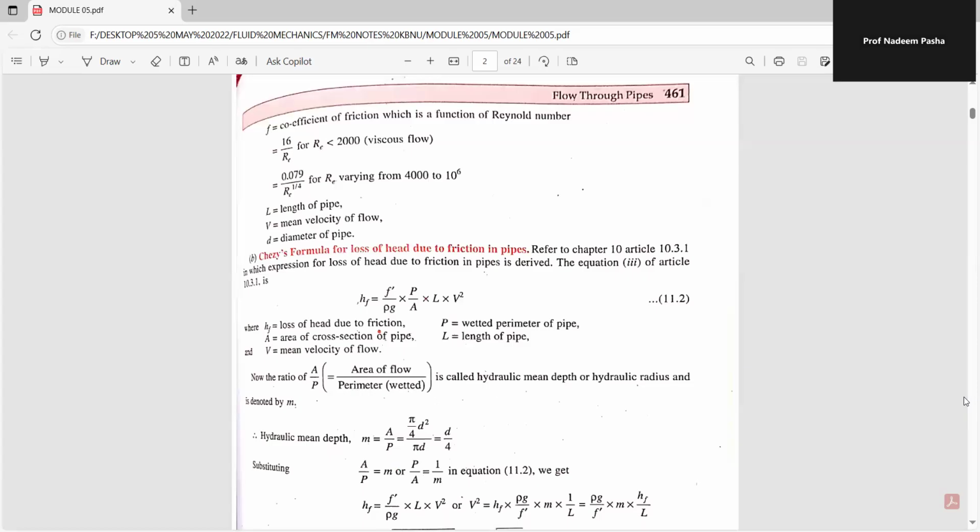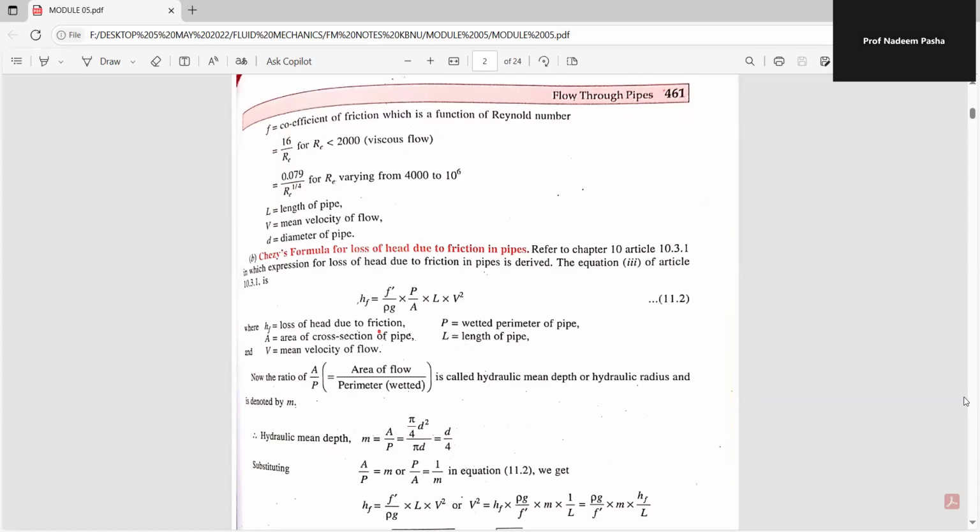which is equal to 16 by Re for Re less than 2000, viscous flow, or f is equal to 0.079 divided by Re raised to 1 by 4 for Re varying from 4000 to 10 raised to 6. And L is the length of the pipe, V is the mean velocity of flow, and D is the diameter of pipe. Now you need to calculate Chezy's formula.